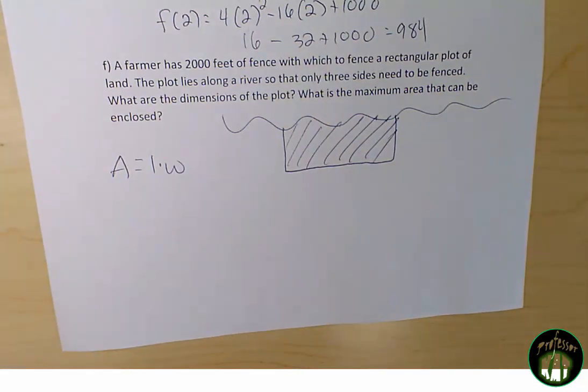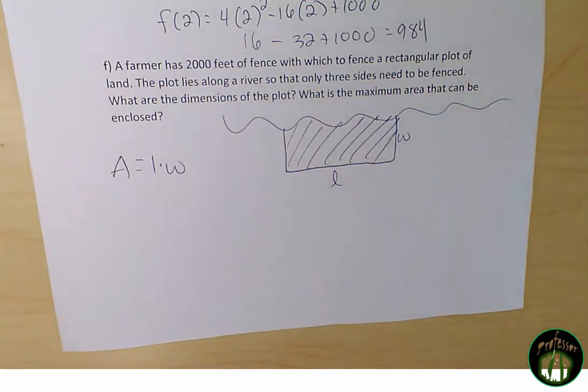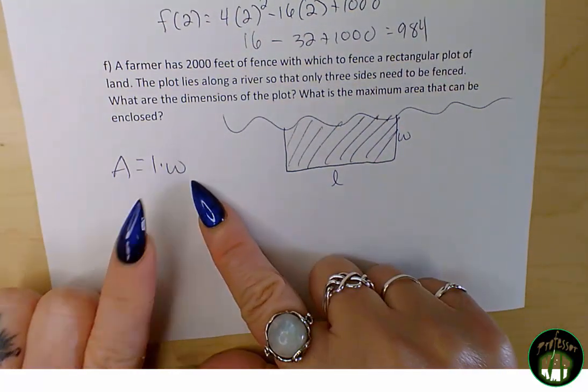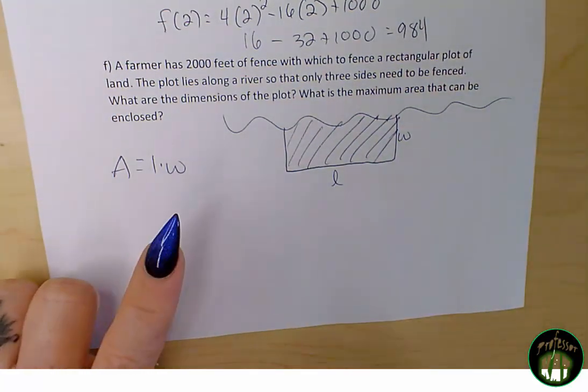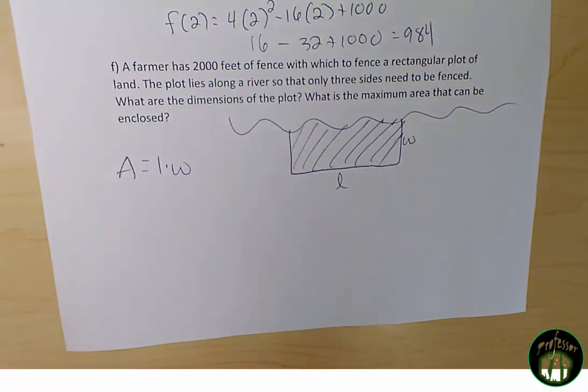The formula for the area of a rectangle is length times width. So this is our length, this is our width. Now, we need to try and plug in some type of information here. All we know is that there's 2,000 feet of fencing, and we can't solve this unless we figure out some information. So we want to plug in something for the length or something for the width.